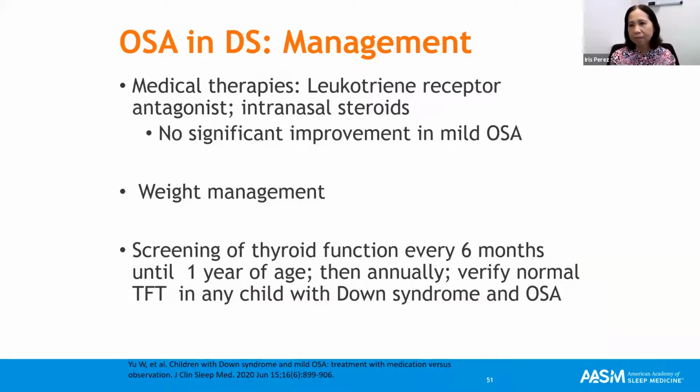So what other management can we institute? Leukotriene receptor antagonists or intranasal steroids have not shown significant improvement in those with mild OSA. Weight management is always aspirational but sometimes difficult to achieve. And it's important to screen thyroid function for these children, in infants every 6 months until 1 year of age, then annually. And in those presenting with OSA, we must verify that they have a normal thyroid function test.